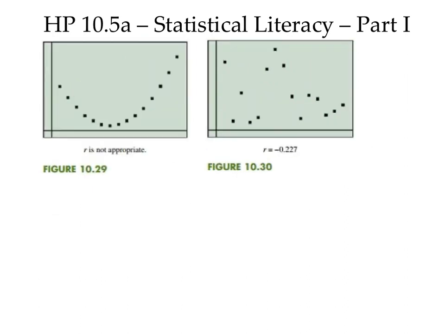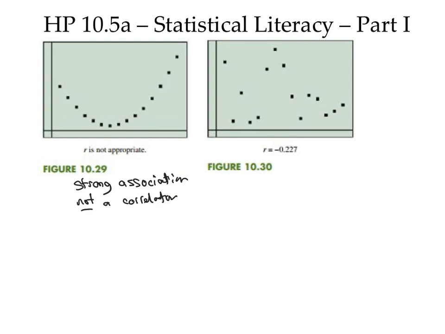Now take a quick look at figures 10.29 and 10.30. There's a definite pattern to 10.29. In fact, most of you would instantly recognize that as apparently quadratic, definitely not linear. However, it is an association, not a correlation. In fact, the data to the left of the vertex would appear to have a negative correlation, and the data to the right of the vertex would appear to have a positive correlation. So we don't even talk about correlation in this case.